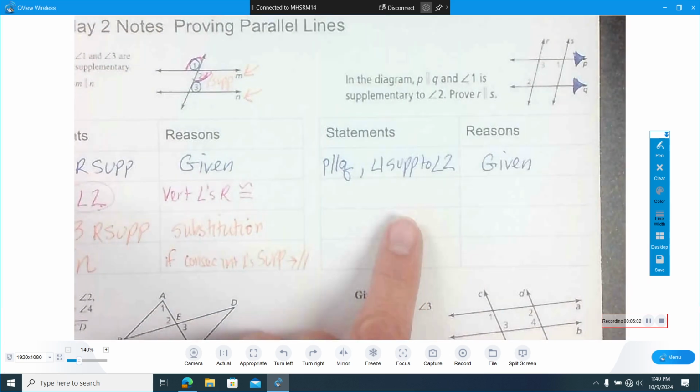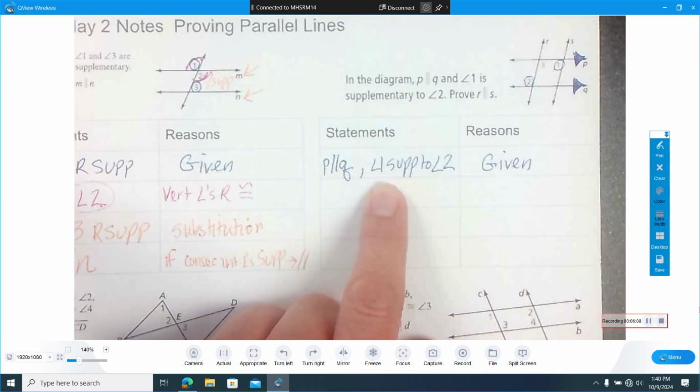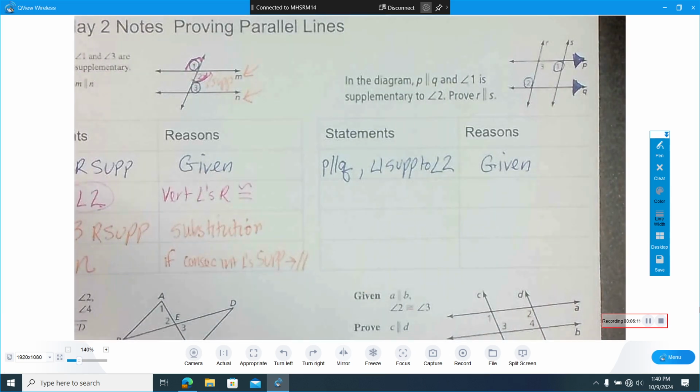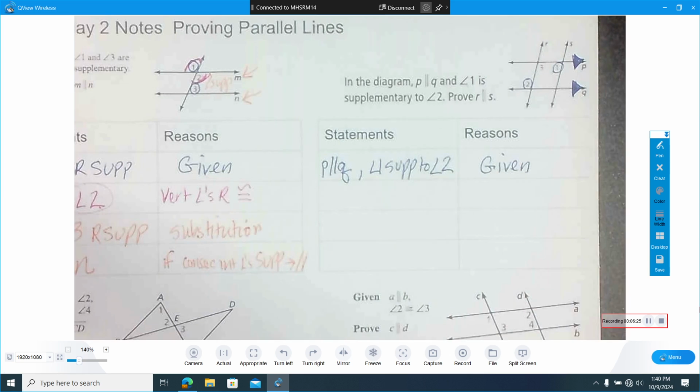Okay. So they told me, I'm going to mark my picture again, angle 1 is supplementary to angle 2. Are those angles related at all? No. There's no connection between 1 and 2. But interesting here. What about 2 and 3? Is there a connection between 2 and 3?